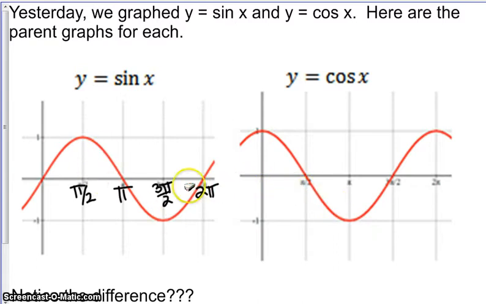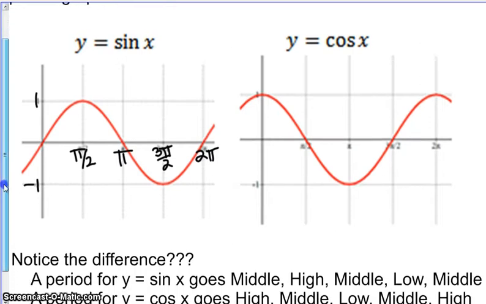But for right now, we're just looking at one period. Same thing for the cosine graph. The x-axis would be labeled the same exact way. Now, our y-axis is labeled by ones. So our highest value on the parent graph is when the y value is 1, and the lowest value would be when y equals -1.